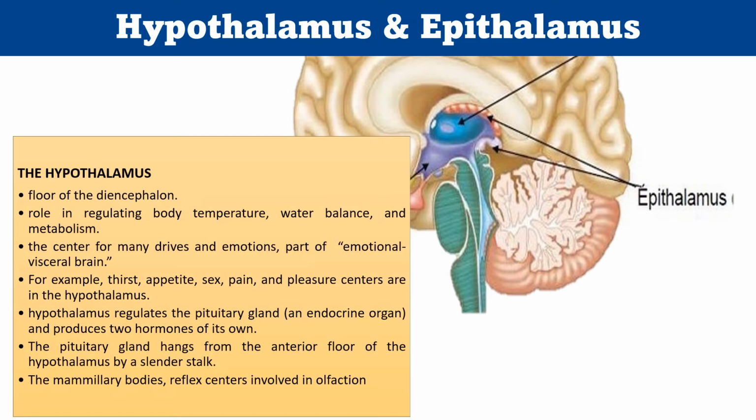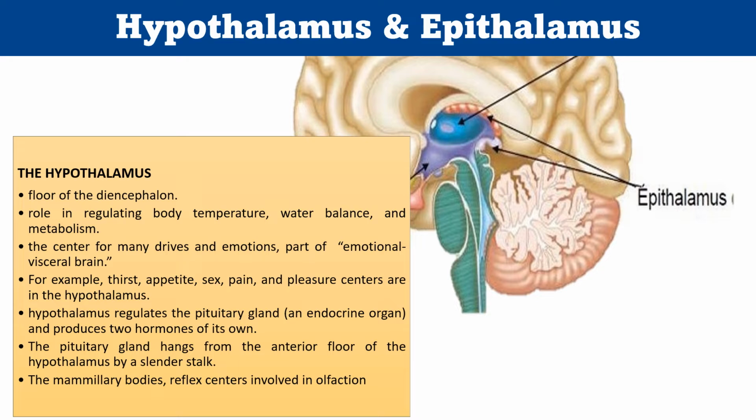The hypothalamus is the floor of the diencephalon. It plays a role in regulating body temperature, water balance, and metabolism. It is the center for many drives and emotions, and is part of the emotional visceral brain. For example, the thirst, appetite, sex, pain, and pleasure centers are all located in the hypothalamus.